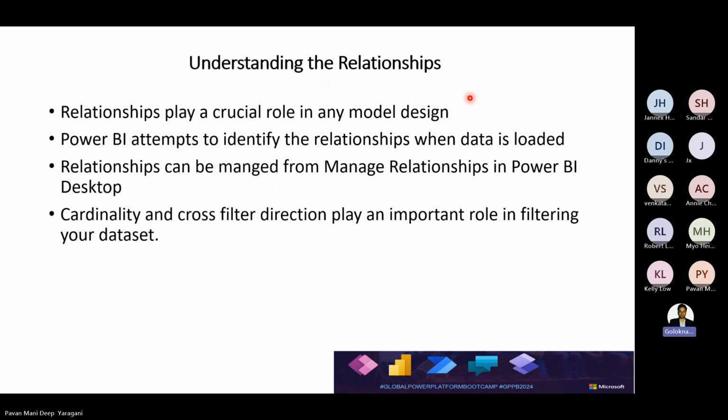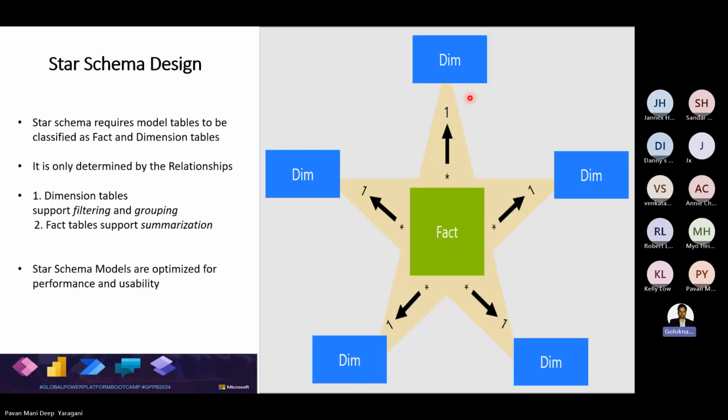While creating the relationship, and if you want to manage the relationship, cardinality plays a very important role. Cardinality is nothing but the relationship type. Like if you want to have one-to-one, one-to-many, or many-to-many, that defines the cardinality of the relationship which you have created. So this is how the star schema actually looks.